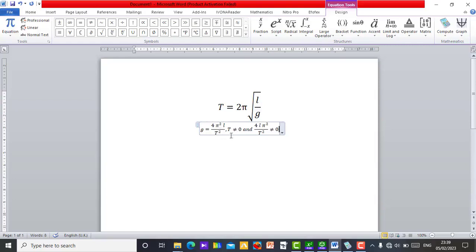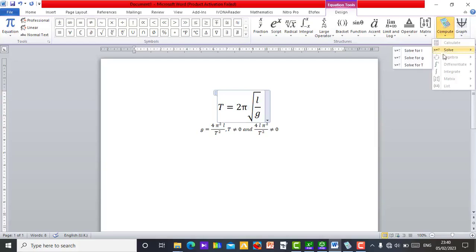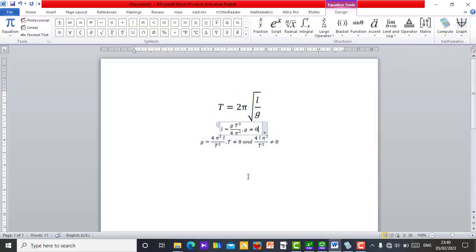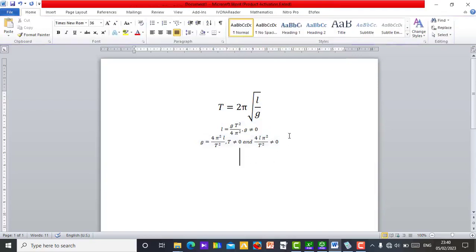You know it's giving us a condition. T cannot be 0 here. Or else, when you want to do some basic substitution, you cannot solve that equation. So this is the value when G is the subject of this formula. If I want L to be the subject, under solve, you see solve for L. Tap on L. So this is the value when L is the subject: L equals gT squared over 4 pi squared, when G is not equal to 0. So you can actually do change of subject of a formula. All right, let's leave this.